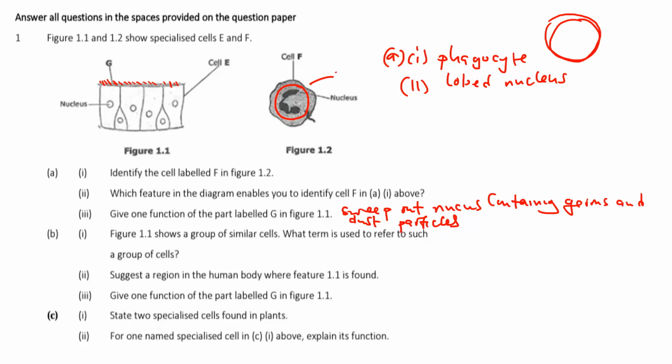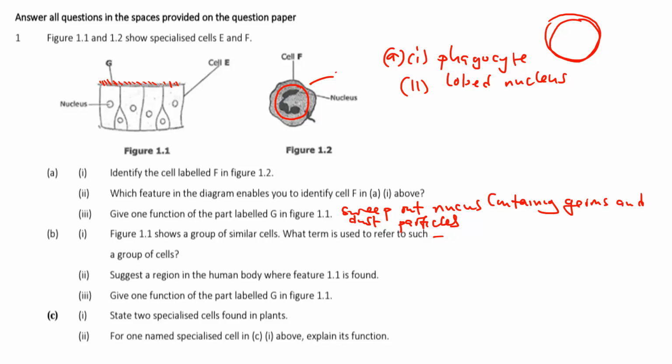Figure 1.1 shows the group of similar cells. What term is referred to such cells? Now, this question, to me, I have two different understandings of this. If I were to say what term is referred to such cells, or group of cells that are similar and perform the same functions, they are known as tissue.